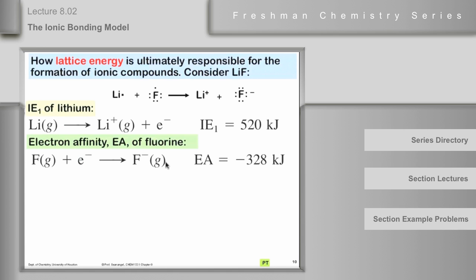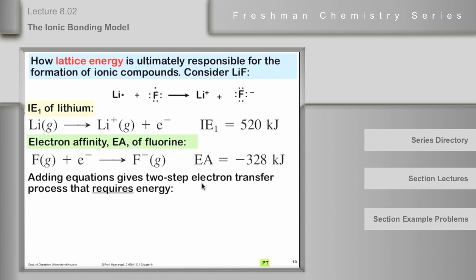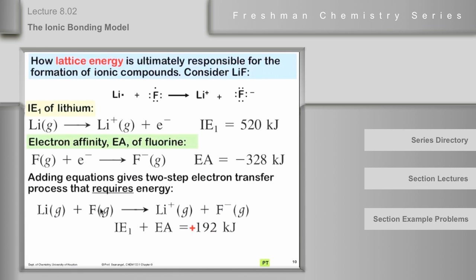Now, if we add these two things together, these are basically delta H values, so we can add them to see what the predicted energy change is for the combined two reactions. So this would be lithium gas plus fluorine gas goes to lithium ion in the gas phase plus fluoride ion in the gas phase, and the energy change is 520 minus 328, or plus 192 kilojoules. So can this be where the energy comes from? What do you think? Can it be?